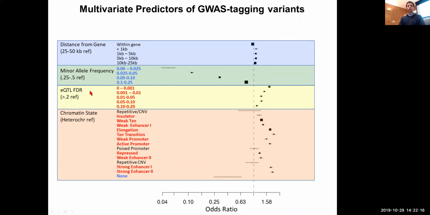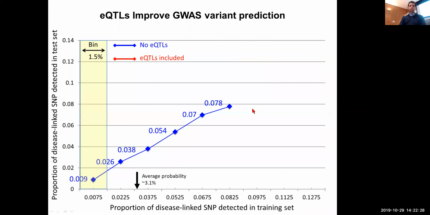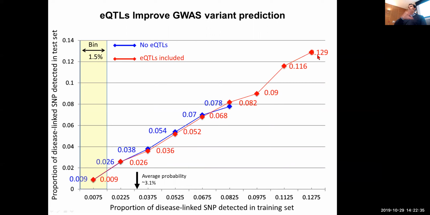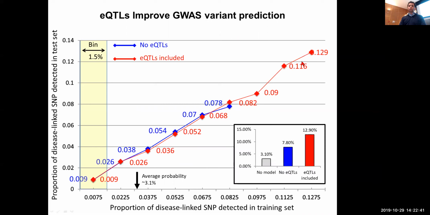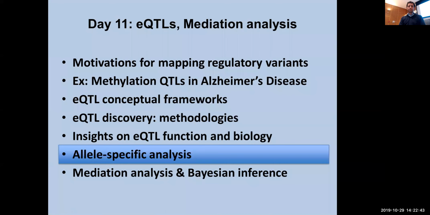So if you condition on something being an eQTL, your odds ratio of truly being a GWAS SNP is dramatically increased, much more than many other priors. And then you can increase GWAS variant prediction by focusing specifically on QTLs. Instead of saying I'm going to discover any SNP in the genome agnostically, you can say I'm only going to focus on eQTLs, and then that leads to dramatically increased discovery power.